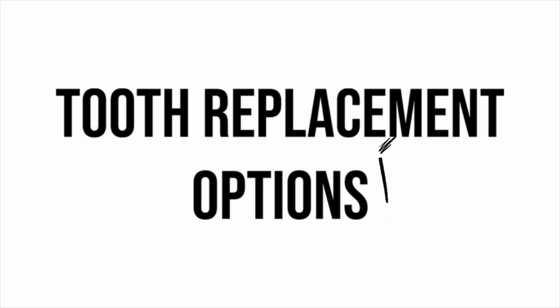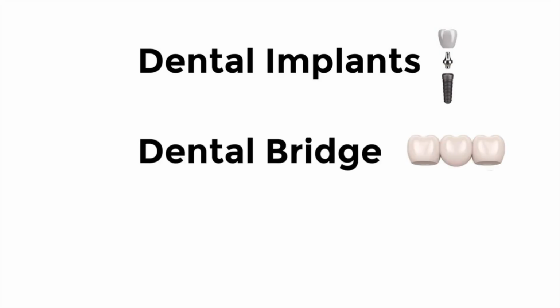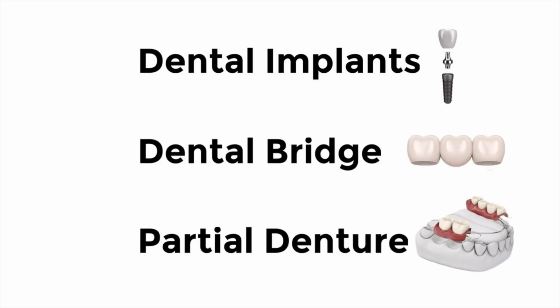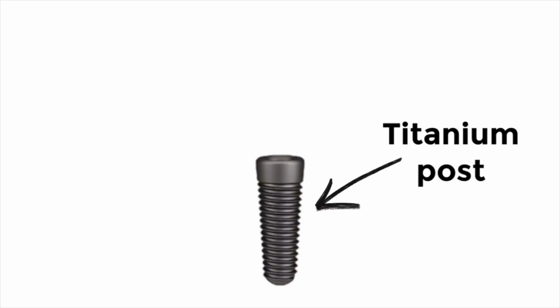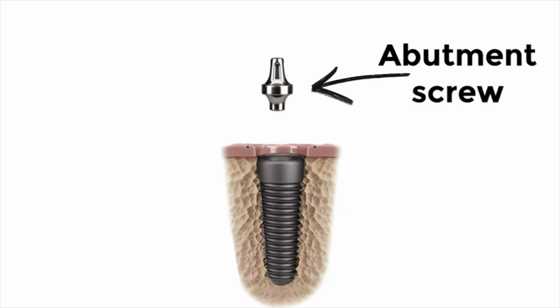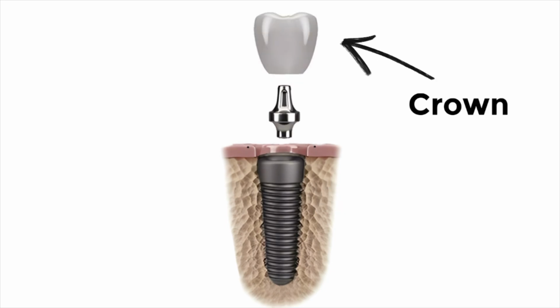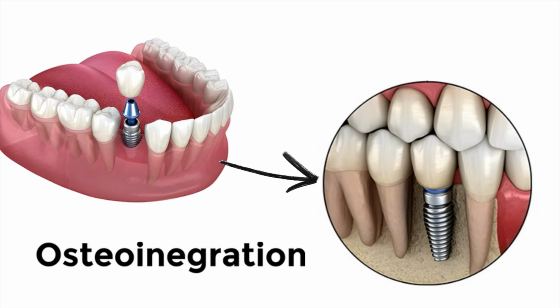After a tooth is extracted, it's best to replace it. Options for replacement include dental implants, dental bridges, and partial dentures. A dental implant consists of a titanium post inserted directly into the bone, where an abutment can be screwed onto the post, followed by a crown that is also screwed on. The implant fuses with the bone in a process called osseointegration, providing a long-lasting solution.